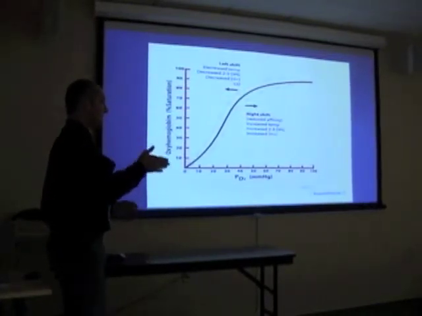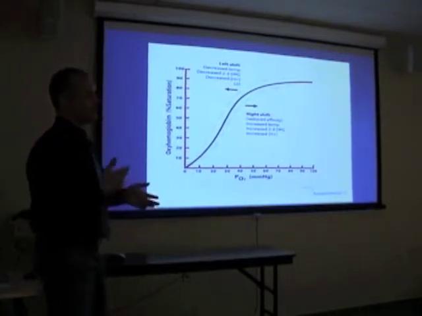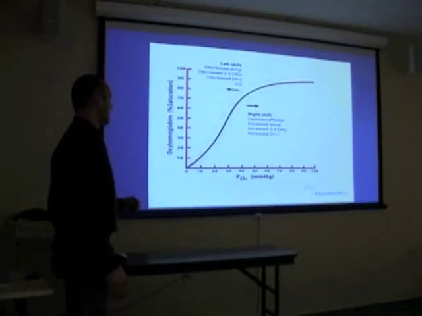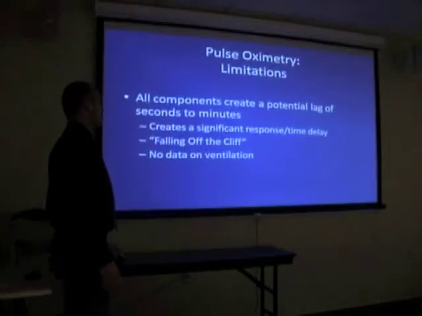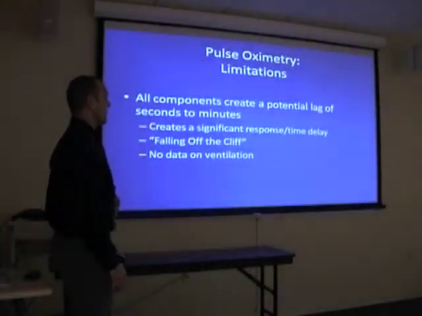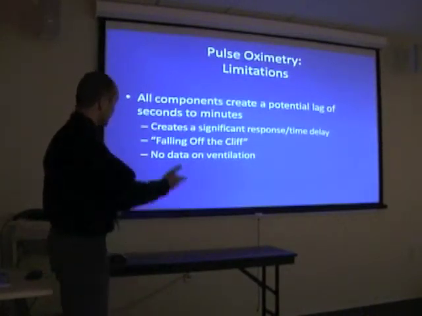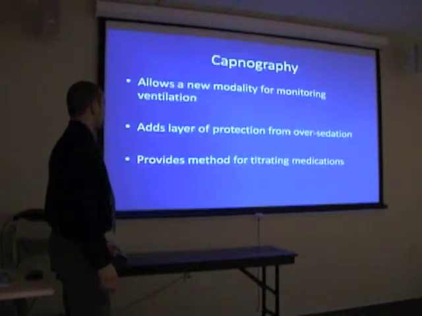So it's one of those things where you think you're fine, you get to 91, 92, it's not a big deal, and all of a sudden they just fall off that precipice, and you're fighting to play catch up. So those are all important things that show your limitations of pulse oximetry. Like I said, this is just what we just talked about.